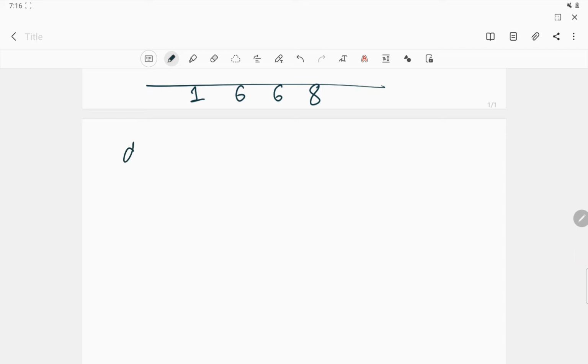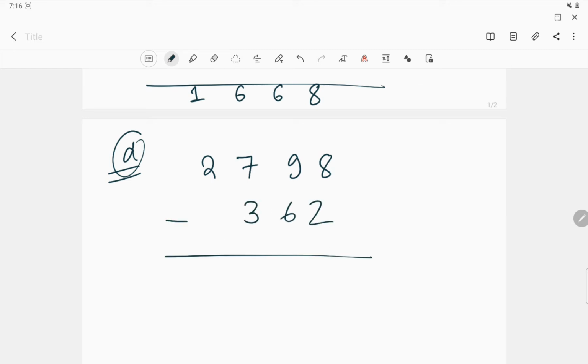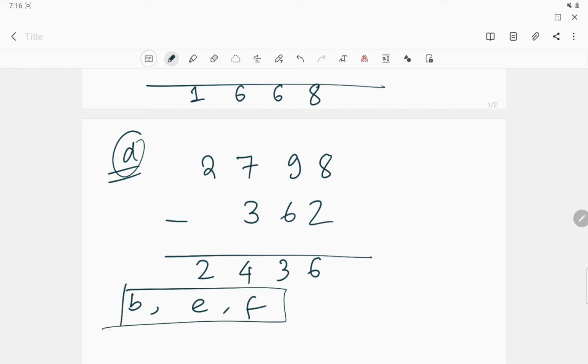Now moving to question number D. Question D says 2798 and 362. Find the difference. 8 minus 2 is 6, 9 minus 6 is 3, 7 minus 3 is 4, and it is 2. So this is very easy. Now B, E and F, please do it in your copy by yourself.